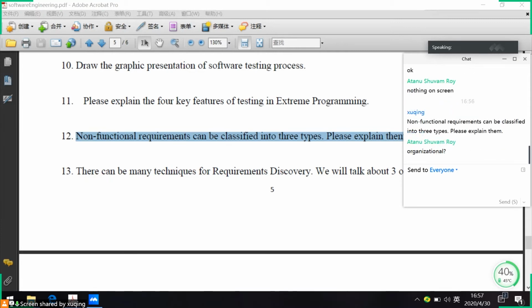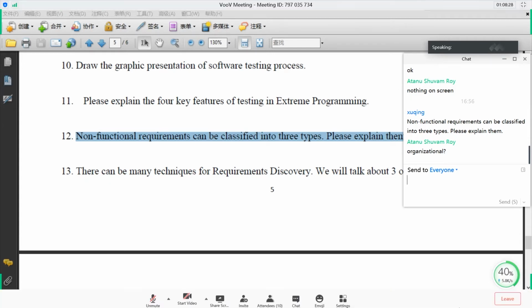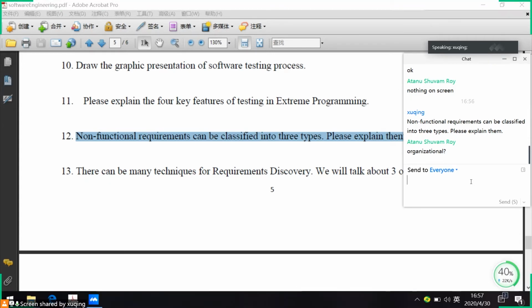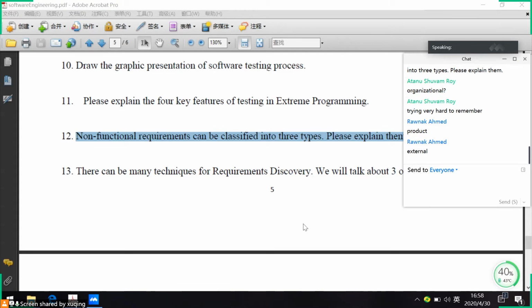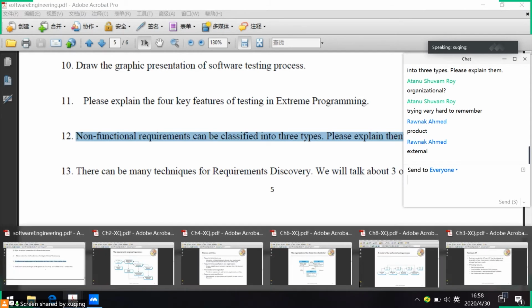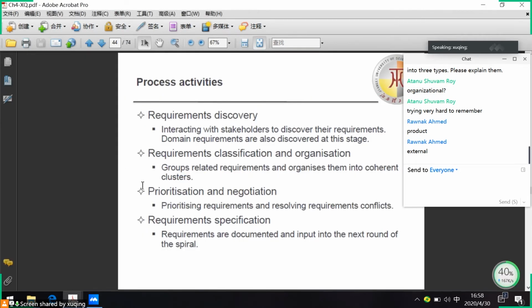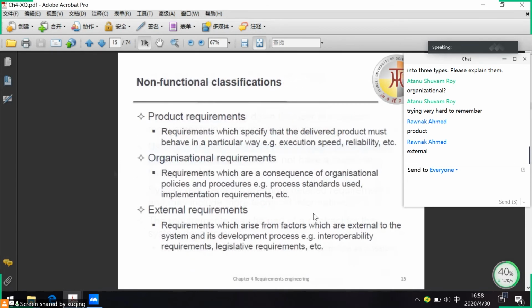Yeah, organizational. Very good. Thank you, Roy. Organizational requirements is one of these three types, and the others are external. Very good. Thank you, Roy and Ramnak. Exactly these three types of non-functional requirements. You see, they are in the third chapter. No, they are in the fourth chapter. It's here.